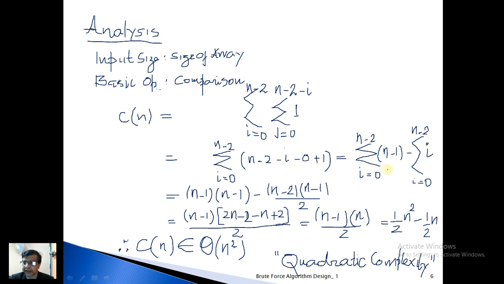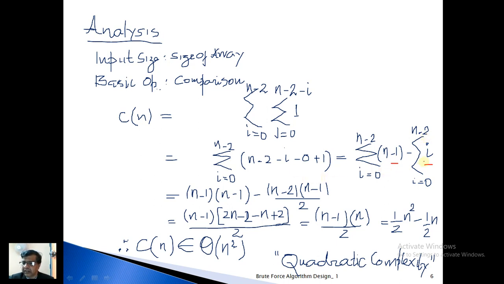Here n minus 2 plus 1 becomes n minus 1 minus i. We will separate the constant term and the variable term and apply the summation symbol separately, and this will give us n minus 1 into n minus 1. This n minus 1 comes from n minus 2 minus 0 plus 1, upon applying the limits. The remaining is a series: i equal to 0 plus 1 plus 2 up to n minus 2.